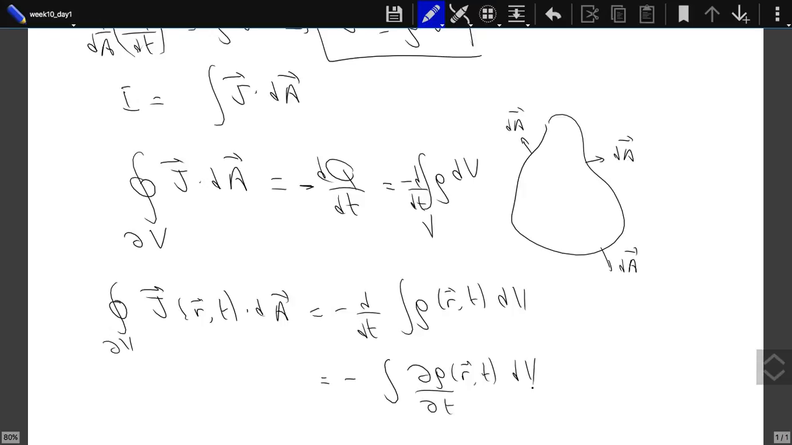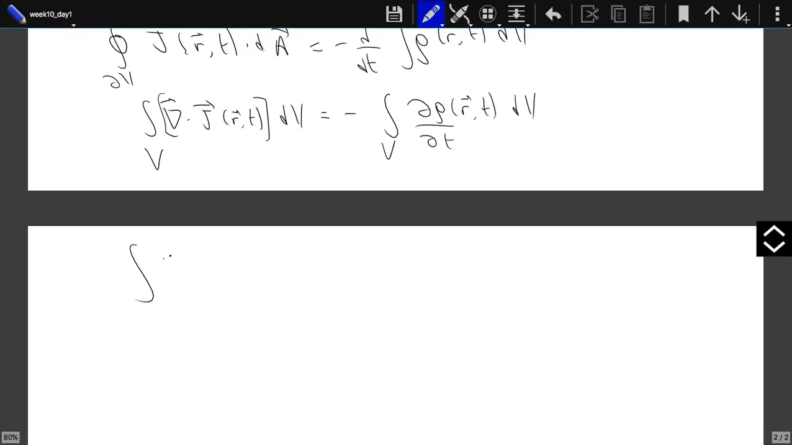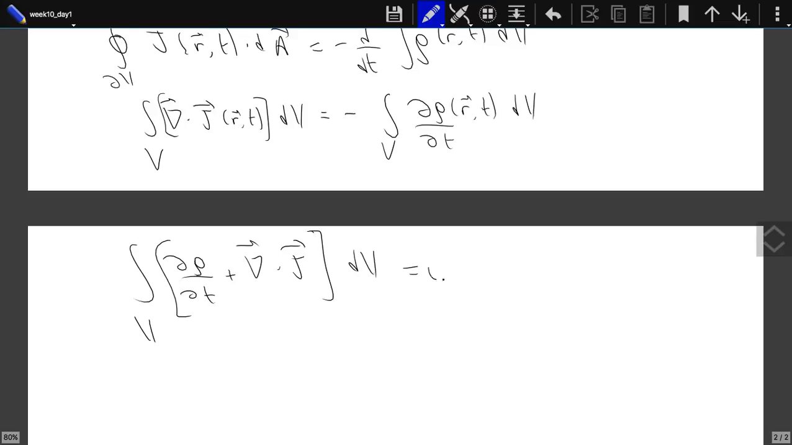Now let me do another trick on the left-hand side. This is an area integral, but I can convert it into a volume integral. The left-hand side is nothing but the integral of the divergence of J at the point r and time t, integrated over the same volume. Or, del rho by del t plus the divergence of J, integrated over this volume V. This is always equal to 0.